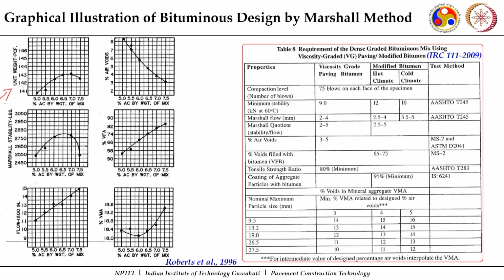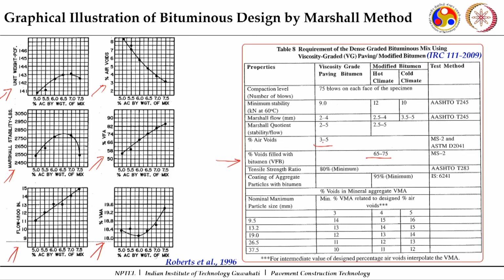So, this slide shows the 6 different plots which are drawn against the bitumen content. The first one is unit weight, bulk density, second is air void content, third is Marshall stability, fourth is voids filled with asphalt or bitumen, fifth is flow, and sixth is voids in the mineral aggregates. For different mixes we will have different requirements in terms of the voids in mineral aggregates, and here we can see the requirement for voids filled with bitumen.